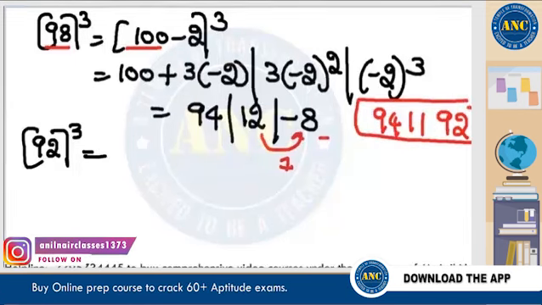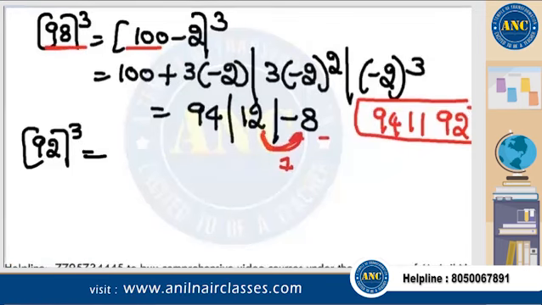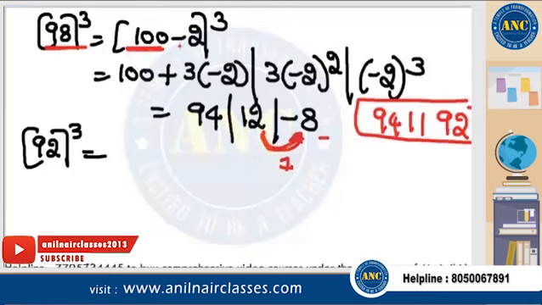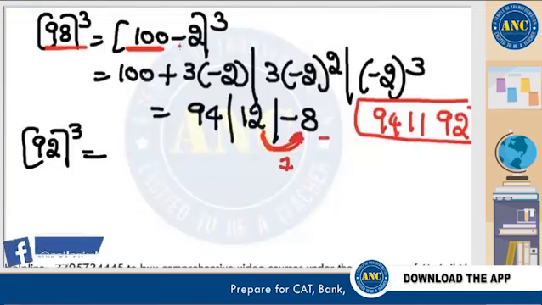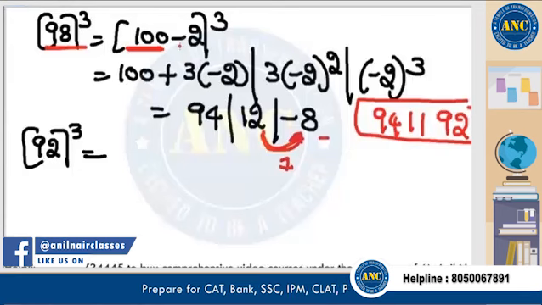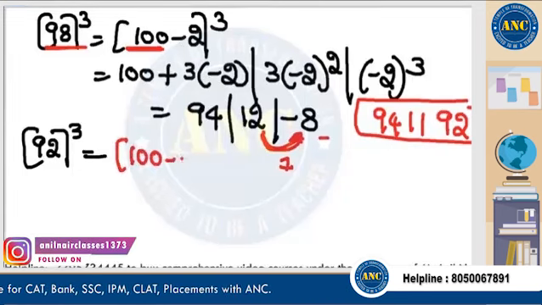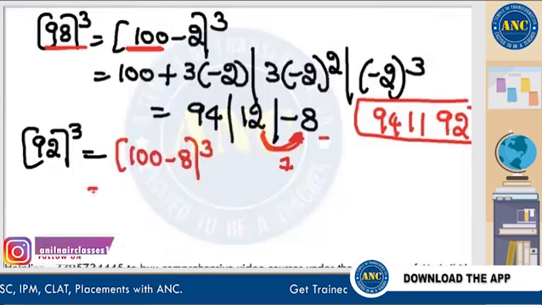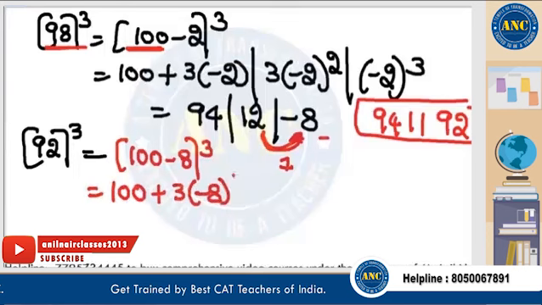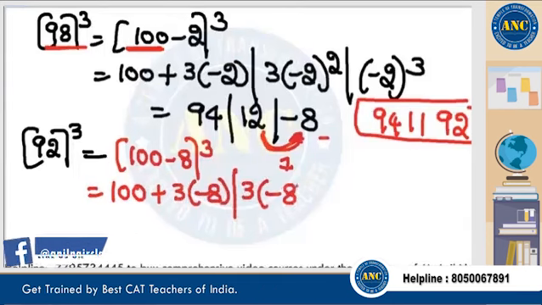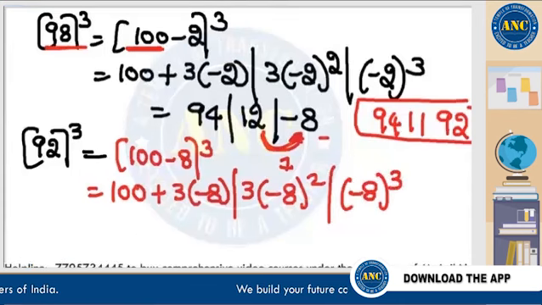941192. I hope it is clear. 1 carried, on a base of 100. 100 minus 8 is 92. 12, 1 is taken out, remaining 11. 941192. Now 92 is 100 minus 8, power 3, which is nothing but b, 3x, next is 3x square, next is x cube.